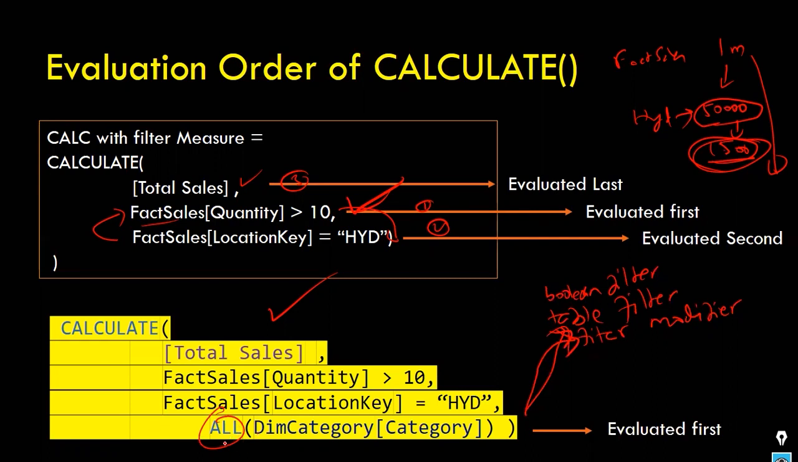So if you use this filter function along with the Boolean filter or table filter, this one will get evaluated first, and then this one will get evaluated second, and this one will get evaluated third, and finally this one. It's something like outside, inside, outside, and go like this. This is how the calculate function evaluates the expressions. So the order of processing for the calculate, now you understood, right?